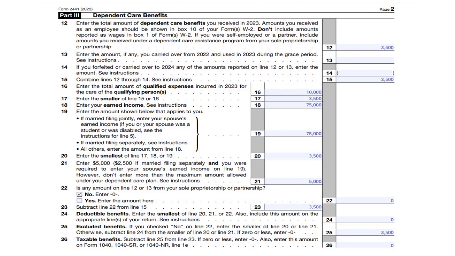And on line 22, you have to specify whether this is from your sole proprietorship or partnership. In our case, no, not at all. So if you check no, then it has to be 0. But if you were a sole proprietorship or partnership, then the calculation would have been different. And line 23, you get the math correctly, and you have 3,500. Line 24 does not apply to us. Line 25, this is where you follow the math, and it amounts to $3,500. And line 26, taxable benefits, there's nothing here, so we put 0.